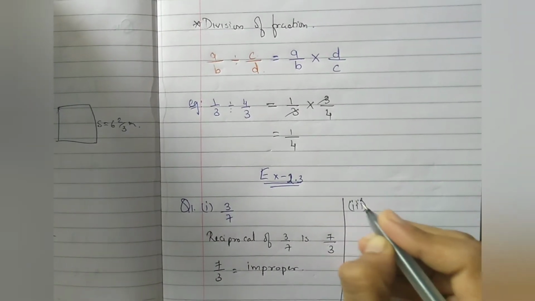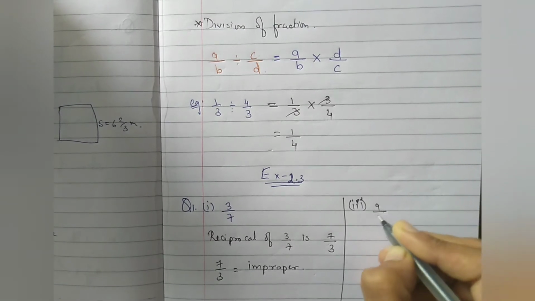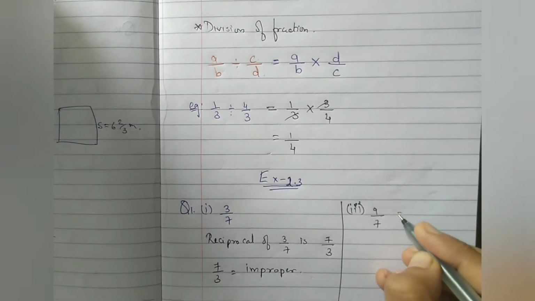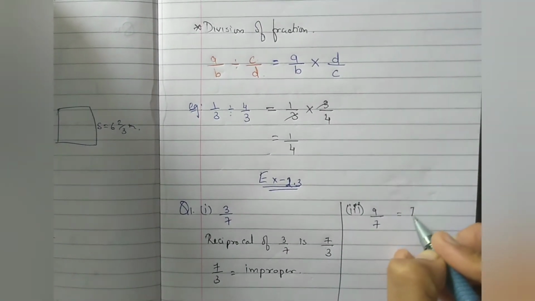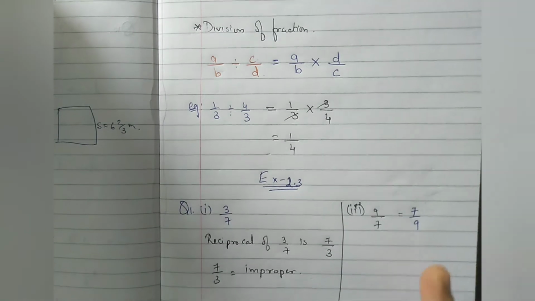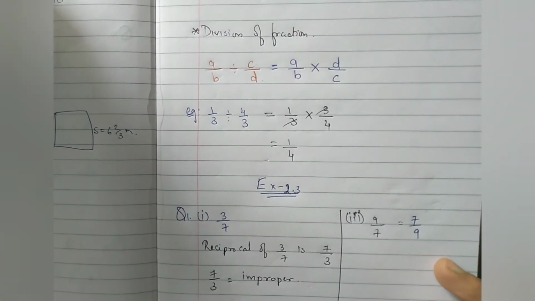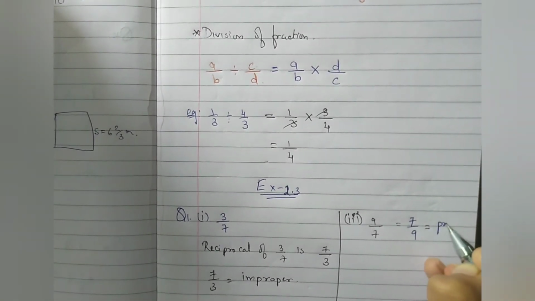We'll do the third one now. The question is 9 upon 7. The reciprocal of 9 upon 7 is 7 upon 9, and is 7 upon 9 proper, improper or whole number? It is proper.